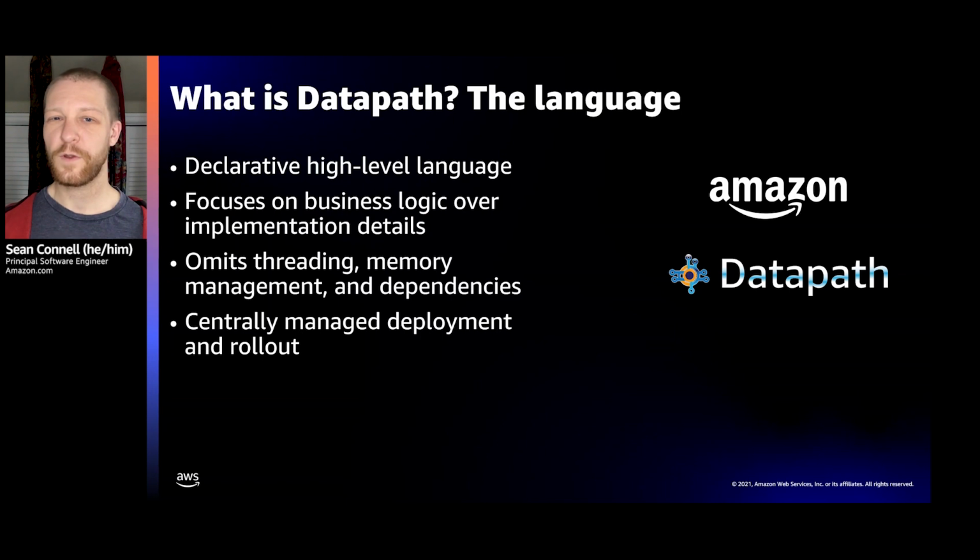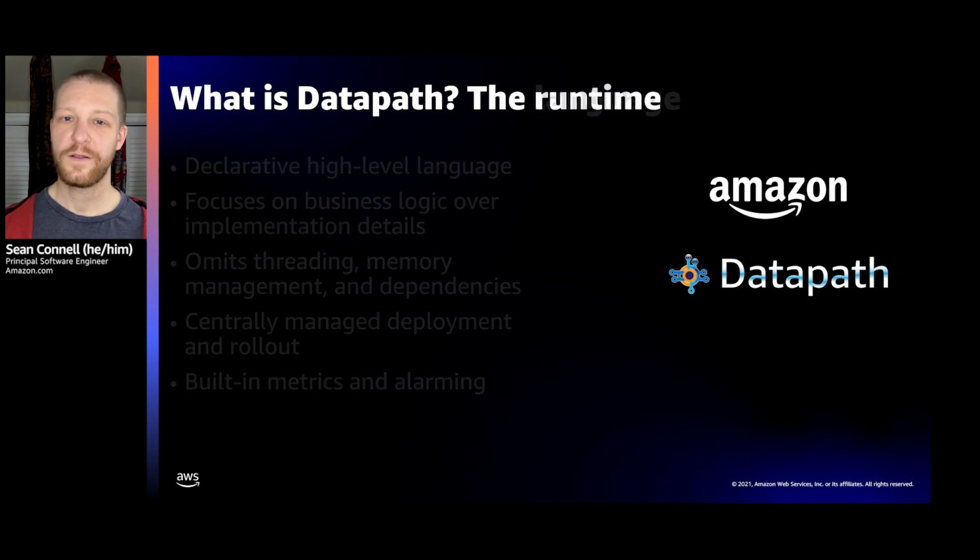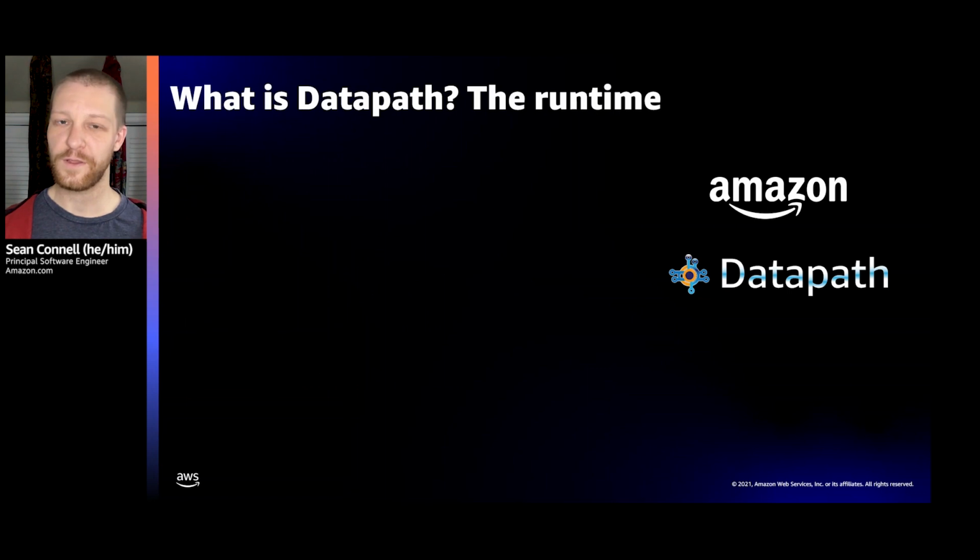They also don't have to worry about as much infrastructure. They just give us their code and we roll it out and host it on our service. We also deal with some things like metrics and alarming. And taken as a whole, all of these things mean that we control pretty much all of the software lifecycle on their behalf. This control gives us good ability to switch hardware without them noticing. So that's the language piece of it. Now, the most interesting piece that we'll be talking about is the runtime.